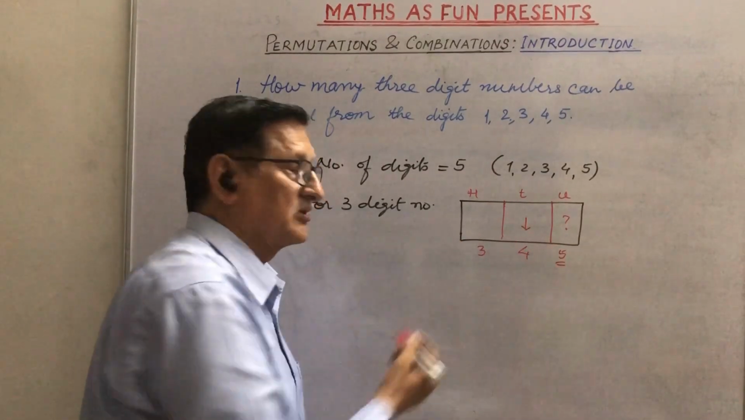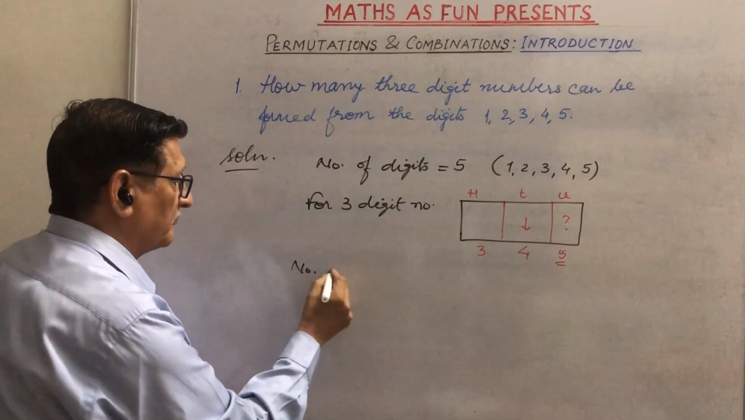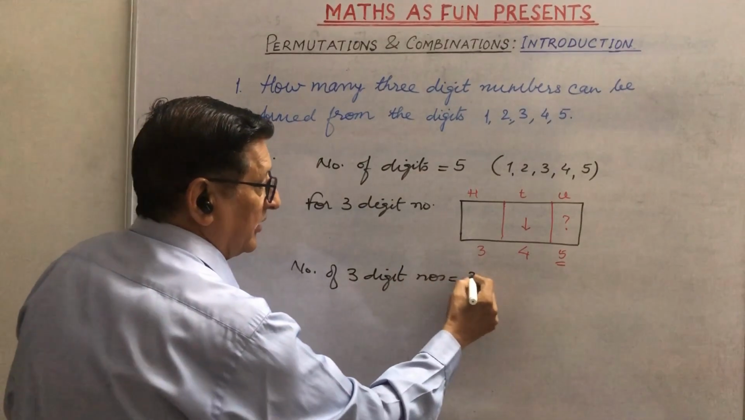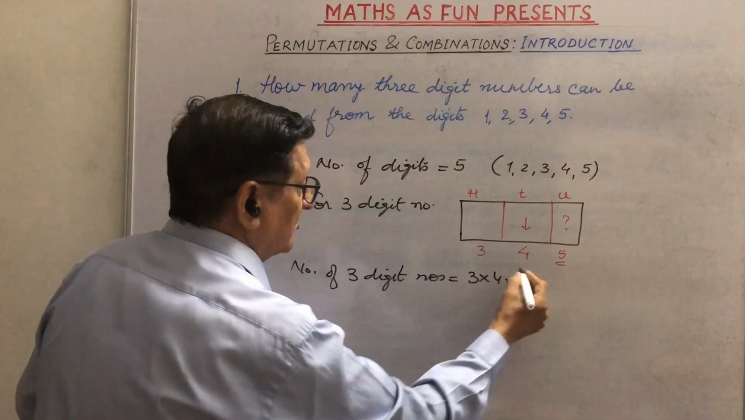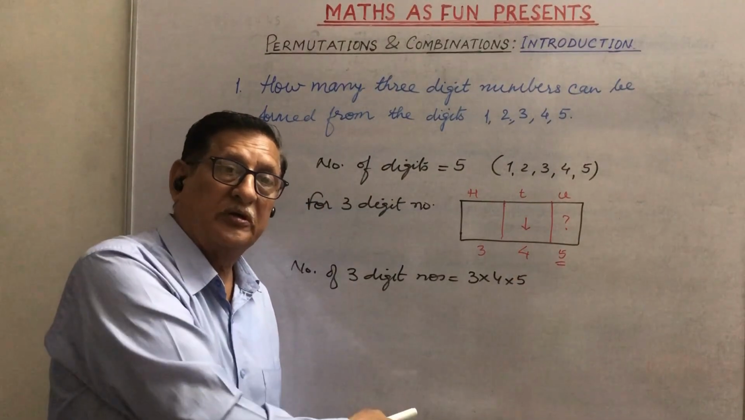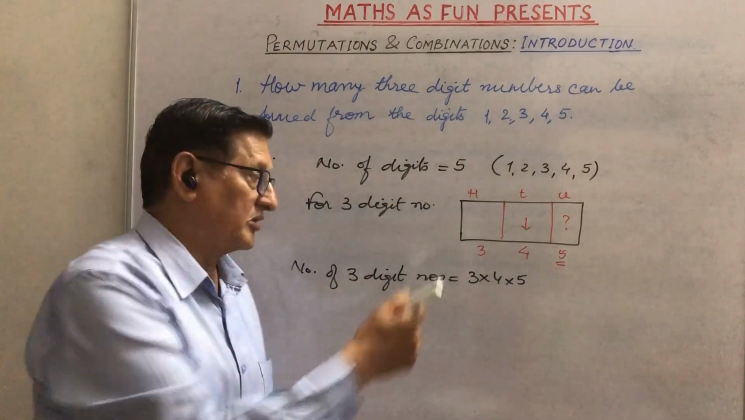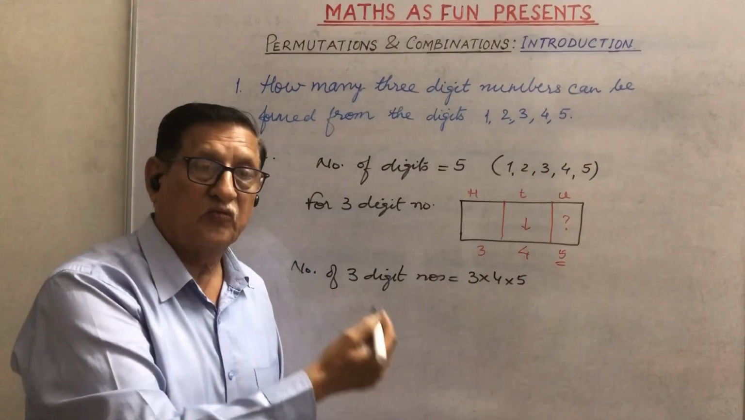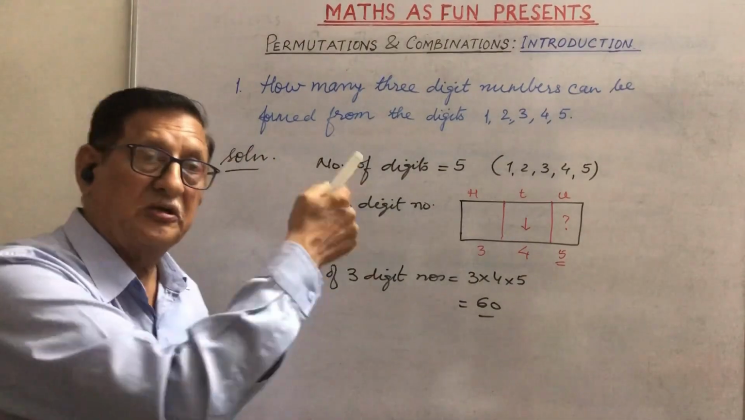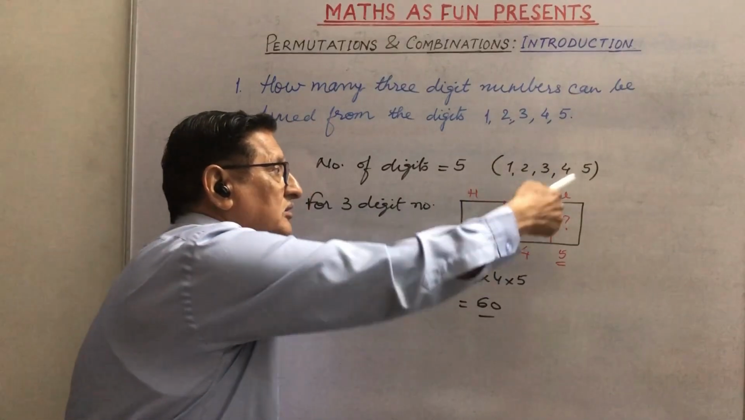It means how many numbers can be formed of 3 digits? So we can write that the number of 3-digit numbers will be 3 into 4 into 5. That is according to the fundamental principle of counting. We have to perform this, this and this, all the 3. So it is multiplication, 3 into 4 into 5, and that comes as 60. So 60 3-digit numbers without repetition can be formed from these 5 digits which are given to us.